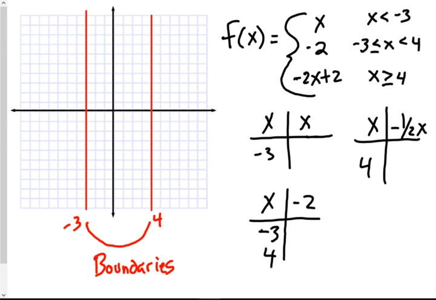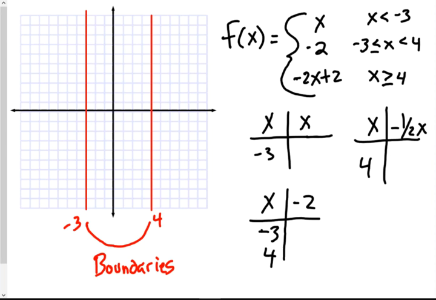We have boundaries. The first one, only x is less than -3. The second one, f of x equals -2, that's x from -3 to +4. And for the last one, x is greater than 4. So I've put the boundaries on the graph, those red vertical lines, at x equals -3 and x equals 4. Those are the boundaries.